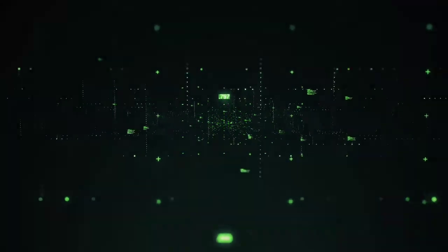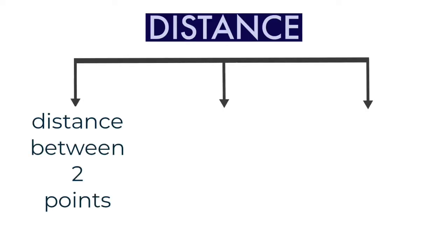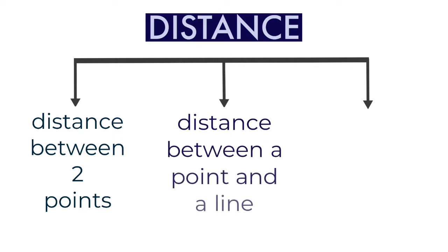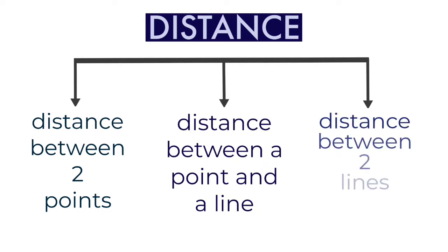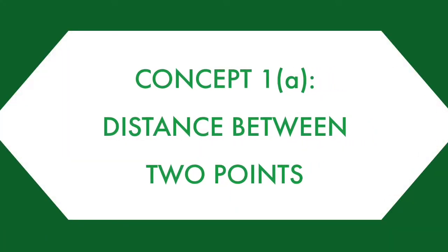Talking about distances. Now remember, in coordinate geometry, there are three different kinds of distances. One is the distance between 2 points. Second is the distance between a point and a line. And the third is the distance between two lines. So let us discuss the distance between 2 points first.